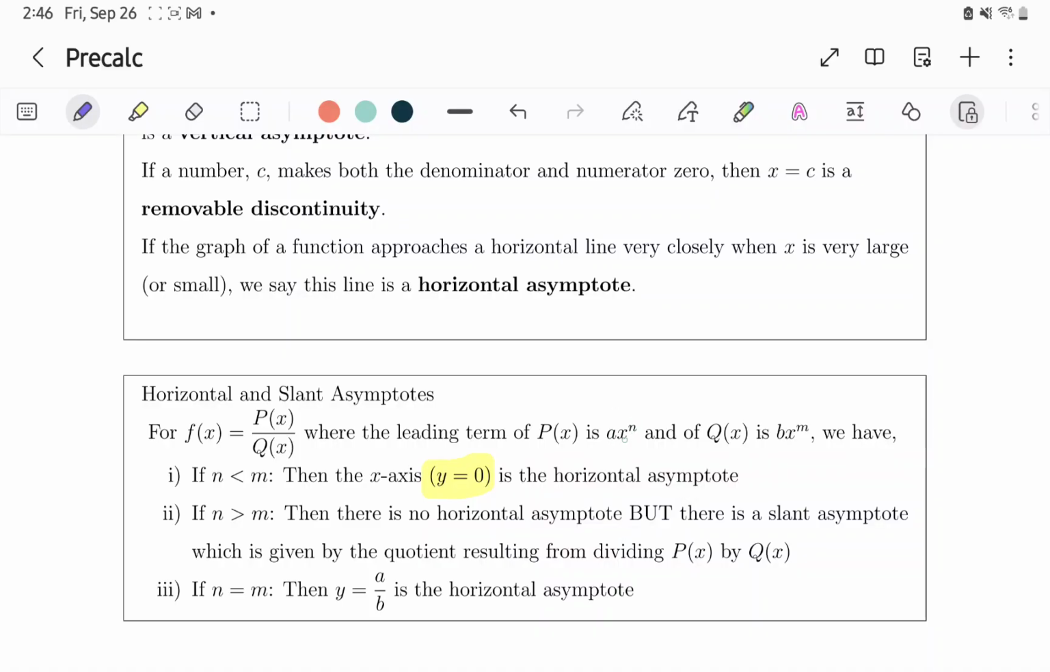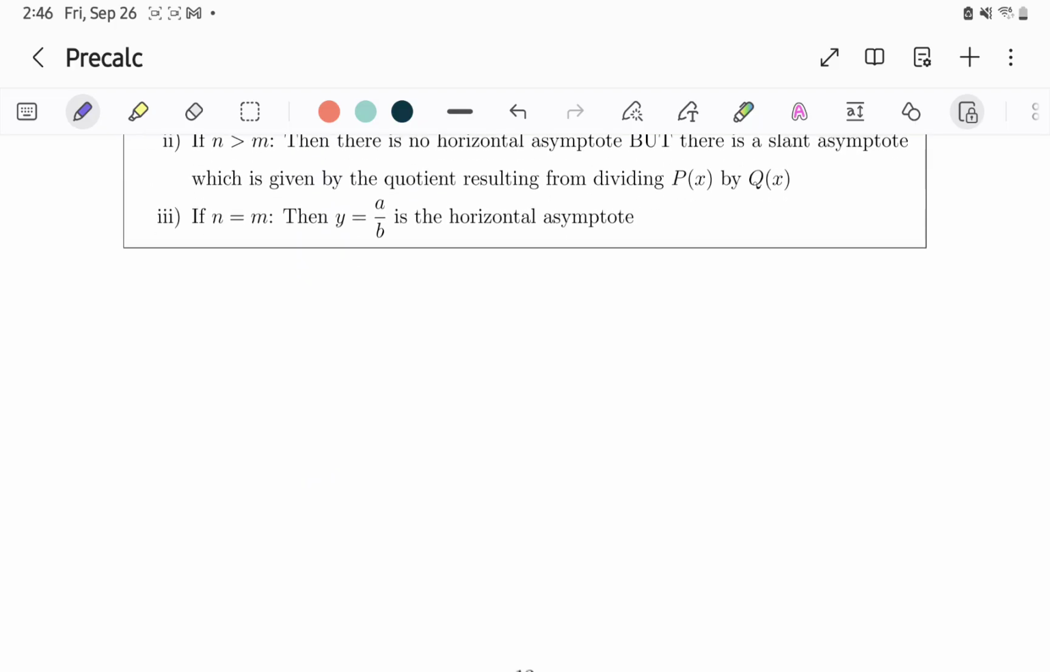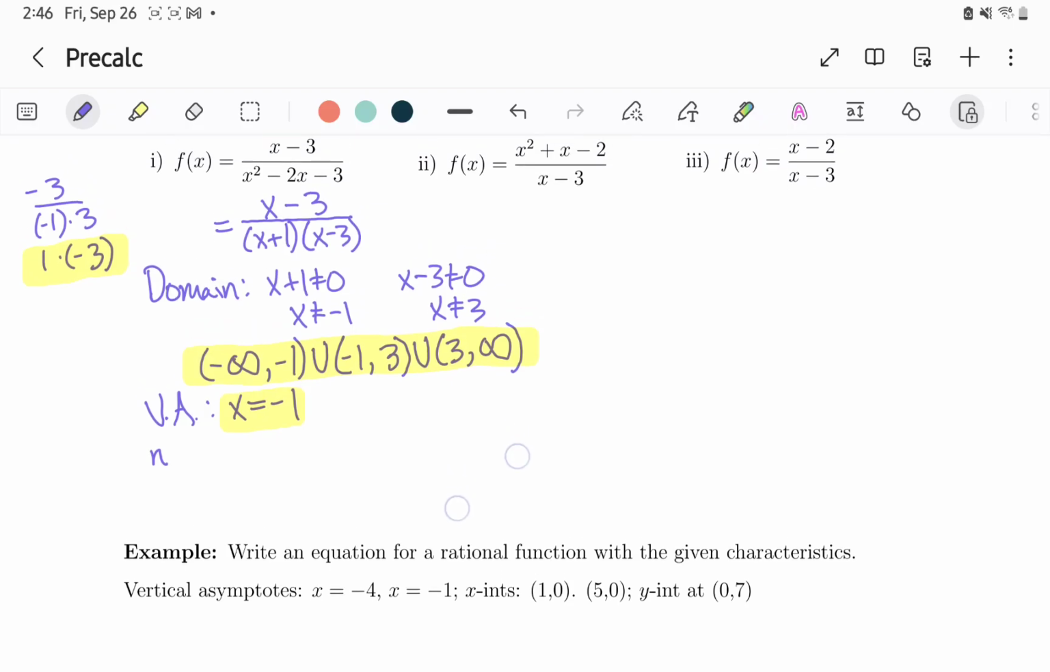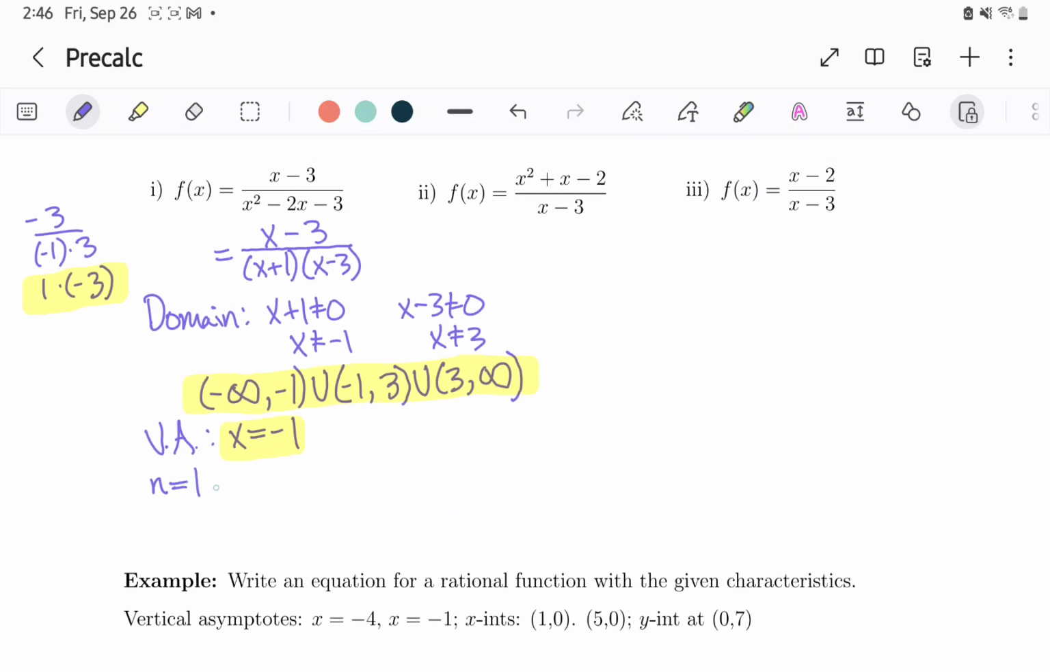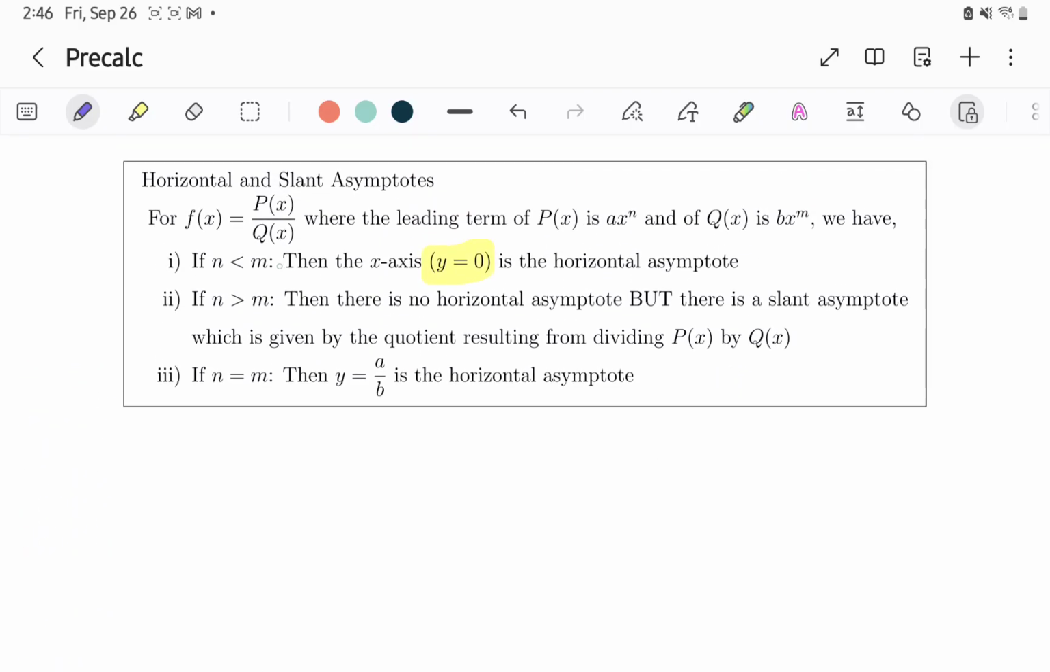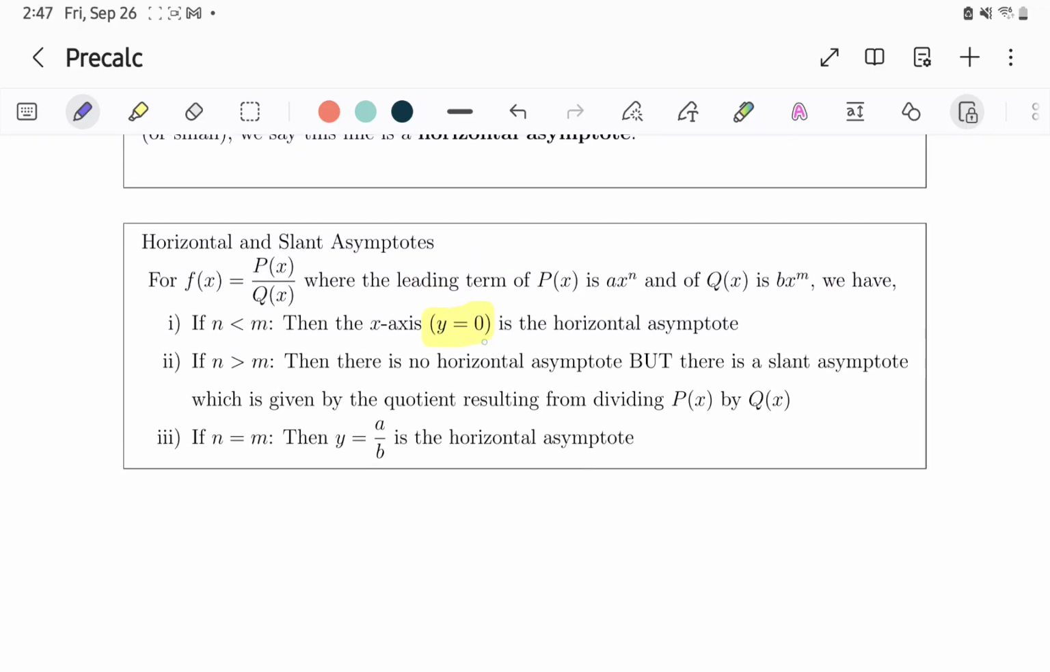We'll refer to the exponent of the leading term of the polynomial in the numerator as n, and the exponent of the leading term of the polynomial in the denominator as m. So we'll say, okay, n here is equal to 1, which is less than 2, which is equal to m, the degree of the polynomial in the denominator. And since 1 is less than 2, according to what we said about horizontal and slant asymptotes, we are going to have a horizontal asymptote with the line y equals 0.